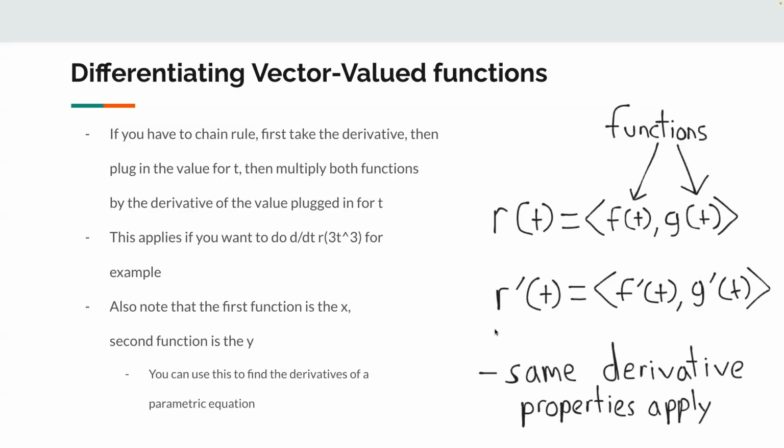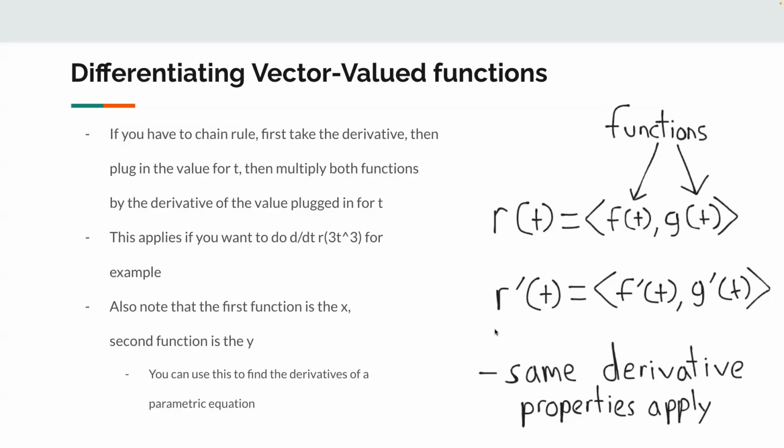So how do you differentiate these? You essentially just differentiate each function separately. So r prime of t will be f prime of t in the first one and g prime of t in the second one. And the same derivative properties still apply. If you have to use the chain rule, then you'll first take the derivative of each of them, then plug in the new value for t, and then multiply both functions by the derivative of the value plugged in for t. That last part is the chain rule part.